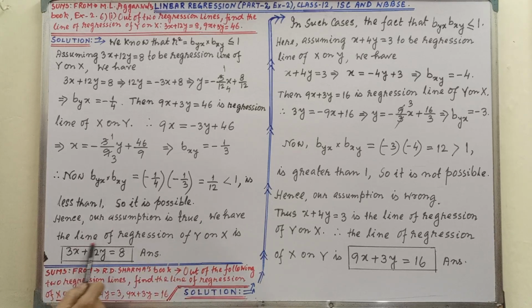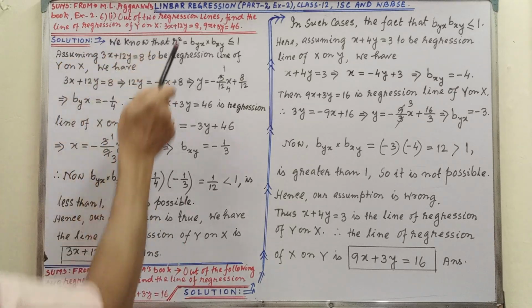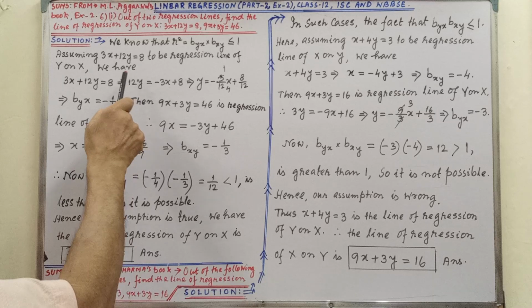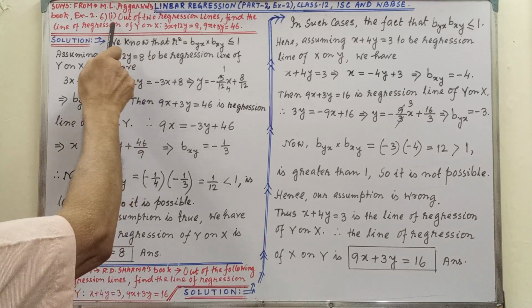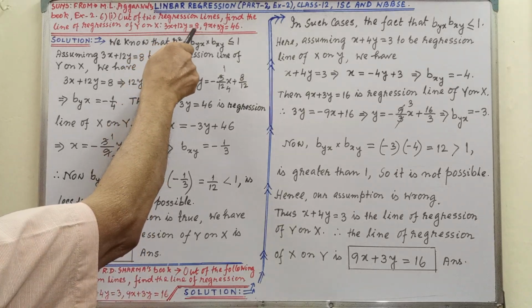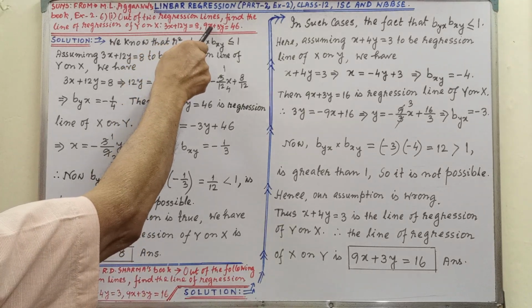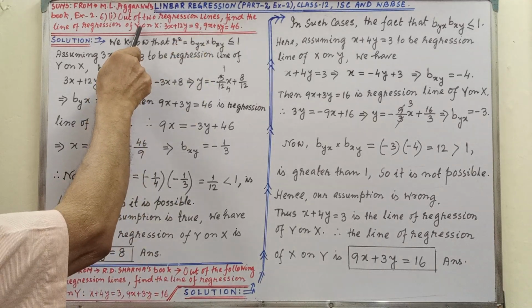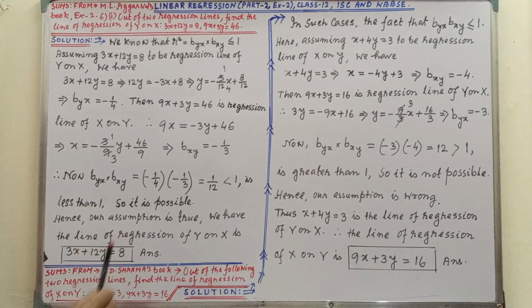We have the line of regression of y on x. y on x is 3x plus 12y equal to 8. This is the equation of y on x, and this is x on y. But that is not required. In the sum, y on x is required. Therefore, 3x plus 12y equal to 8 is the answer.